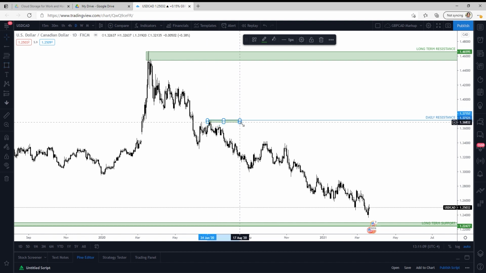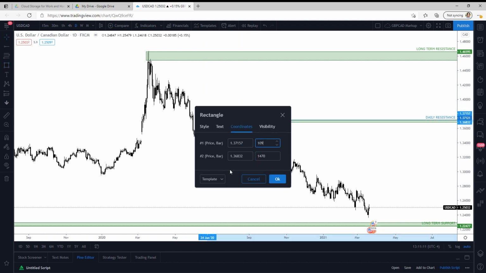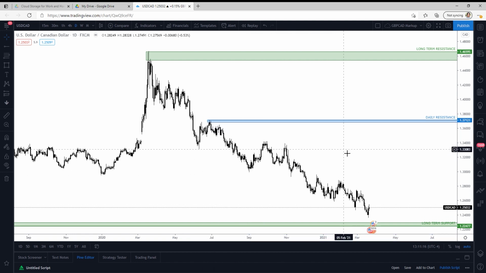I don't want to say marking up charts gets boring, but it does, because you're doing the same thing over and over again.